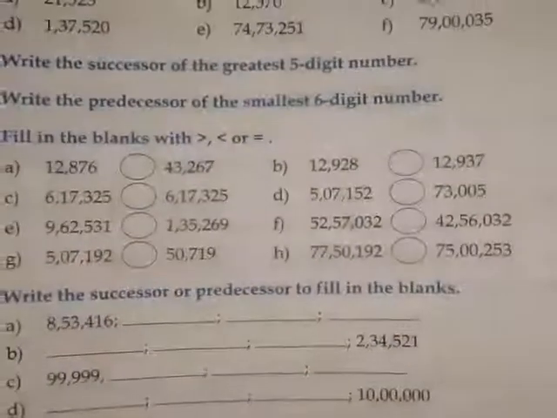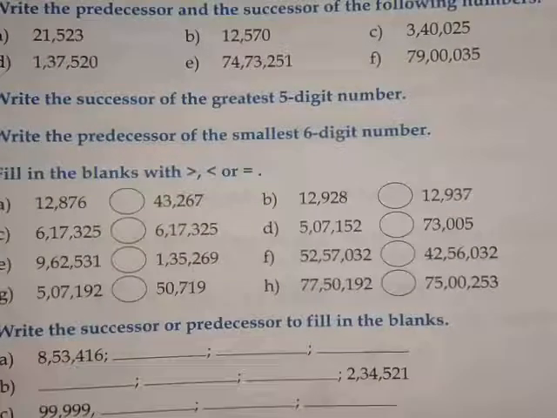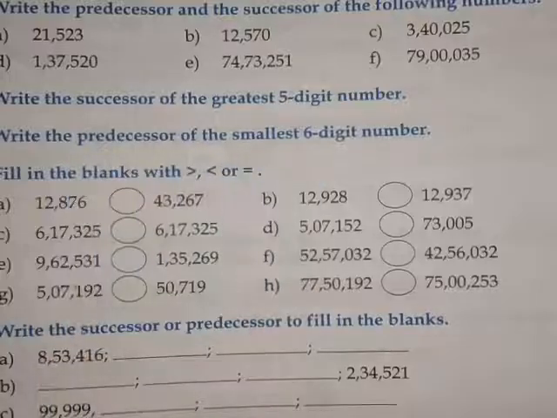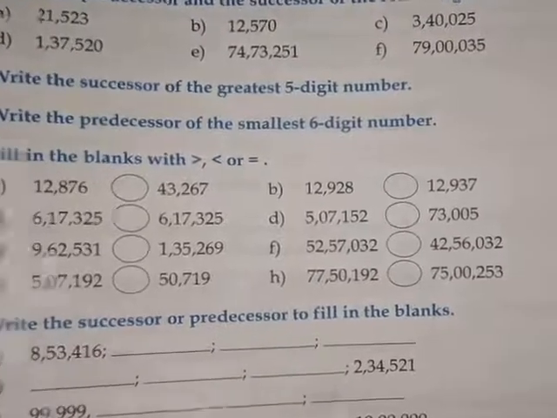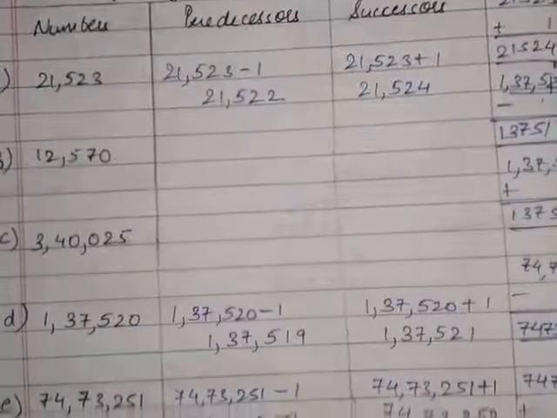Now what is our second question given? The second question is: write the successor of the greatest 5-digit number. What is the greatest 5-digit number? Anyone remember? It is 99,999. What is the successor? Successor means plus 1. Firstly, we will note down the question in our notebook.